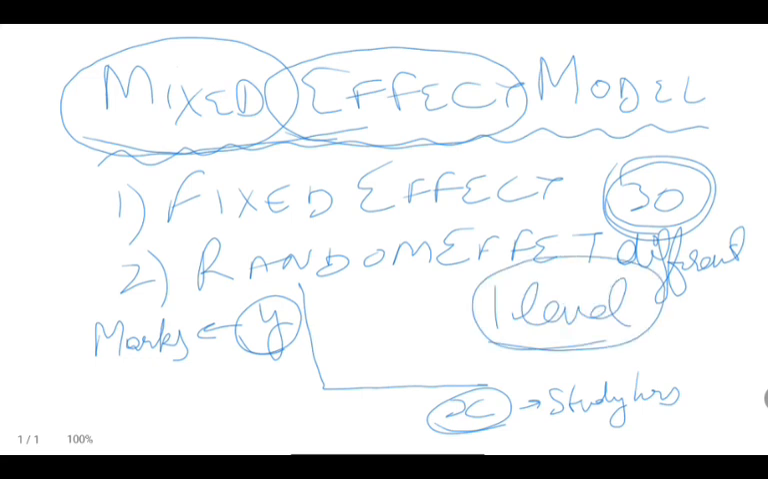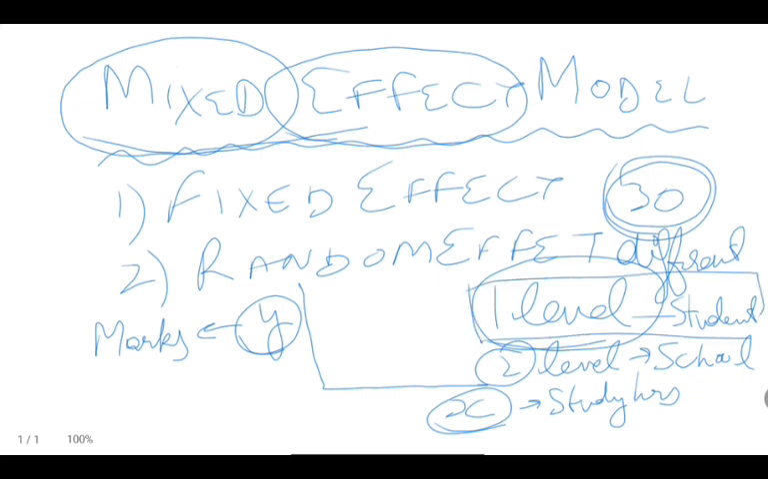The first level is student level, right? Student. And the second level in this case is schools, right? So this becomes a hierarchical linear model wherein we have two levels of assessment, first level and second level, right? Each school's students' marks will depict a different trend line, a different regression equation.